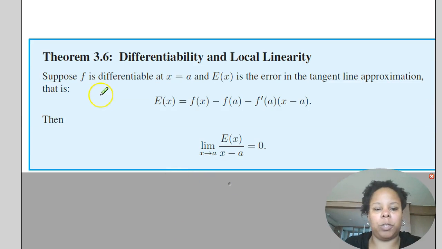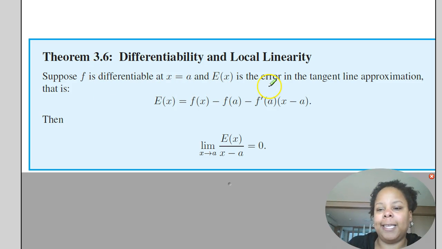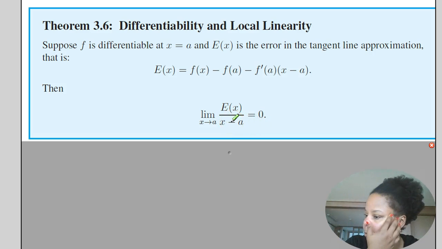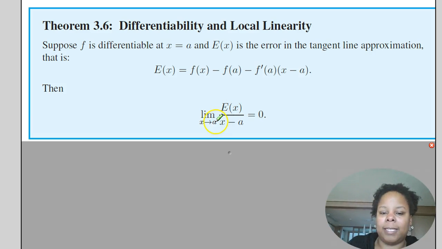We have a theorem here which says if f is differentiable at x equals a, then the error, E of x, which is the difference between the function and the tangent line approximation, is of course this. Then we can say that as x gets closer to a, the ratio of the error divided by the difference in the x values equals 0. And that makes sense because as x gets closer to a, you notice that f of x is going to be equal to exactly f of a as x gets closer and closer to a. Okay, so that's kind of obvious.